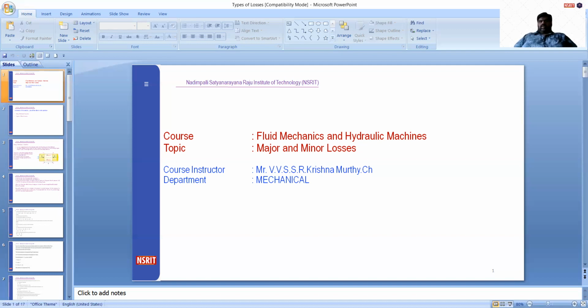I hope you're clear. Now we shall go with types of minor losses. Minor losses, as just now discussed, may be due to loss of energy due to sudden enlargement, contraction, at the entrance of a pipe, exit from a pipe, and maybe in pipe fittings and in vents. Now first we shall go with loss of energy due to sudden enlargement.